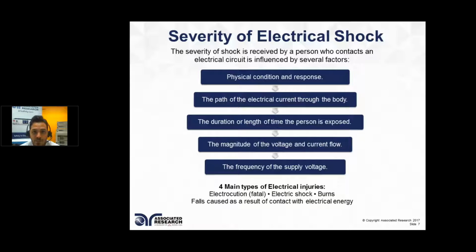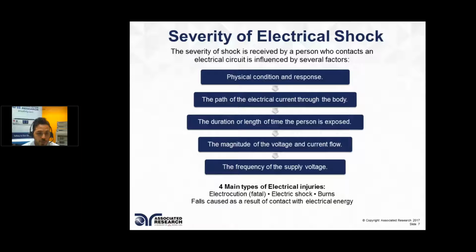Obviously the duration, the length of time the person is exposed: the longer, the worse it'll be. And the magnitude, right? If I'm exposed to 10 volts versus 100 volts versus 1,000 volts, then we know I'm going to have more current flowing through me. And also the frequency, right? At higher frequencies, I would expect worse injuries.